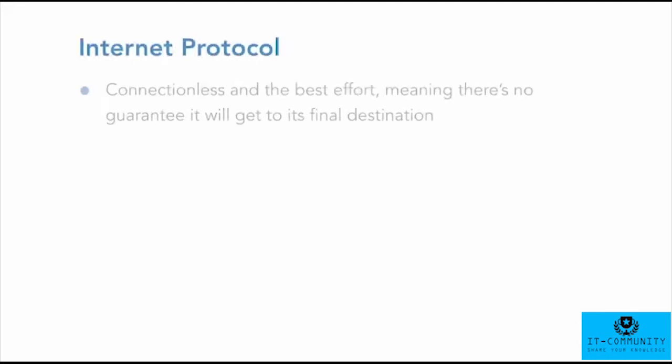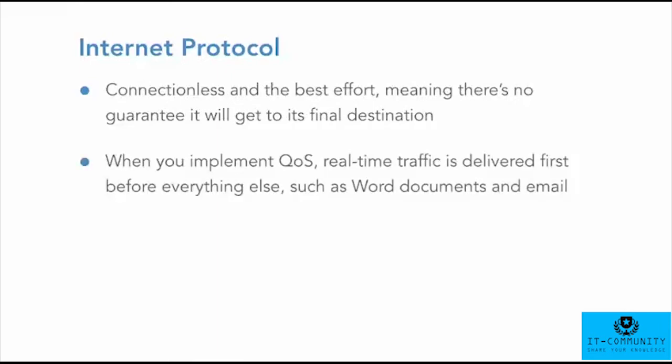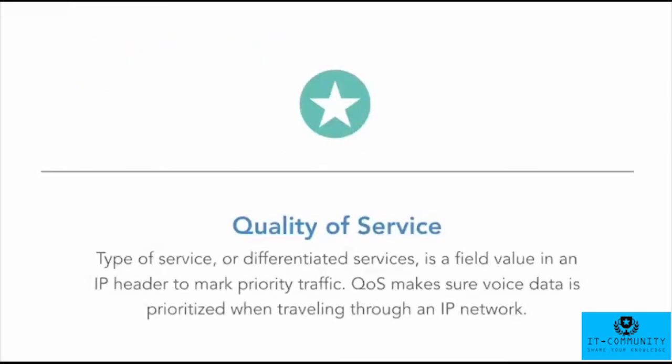Internet Protocol is a connectionless best effort protocol, meaning there's no guarantee it will get to its final destination. Quality of service makes sure that voice data is prioritized when traveling through an IP network. Now, when you implement quality of service, real time traffic is delivered first before everything else, such as Word documents or email. Quality of service is also called type of service, quality of service, or in some cases, differential services.